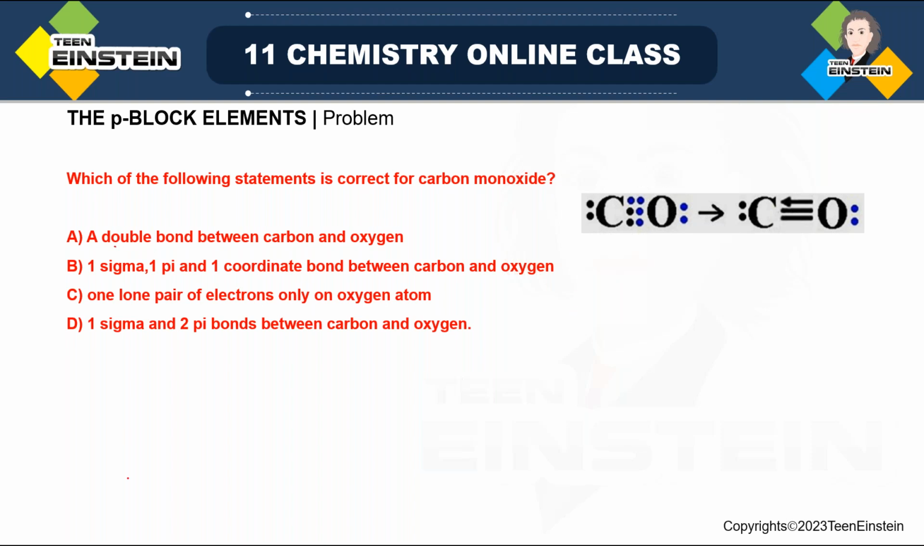The first option is saying that there is a double bond present between carbon and oxygen. Then 1 sigma, 1 pi, and 1 coordinate bond between carbon and oxygen. 1 lone pair of electrons only on oxygen. Now, if you look at the structure, you can see there is lone pair present both on carbon as well as oxygen. So this statement is obviously not true. This is false. 1 sigma 2 pi. So the triple bond that we draw for the carbon monoxide molecule, here actually one bond is sigma bond, one bond is pi bond, another bond is coordinate bond.